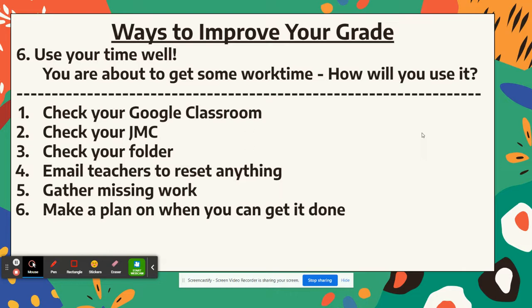Number one, check your Google Classroom. Click on that little clipboard dude and see if you're missing anything on there. Two, check your JMC. Three, check your folder. Four, you can email your teachers to reset anything you want reset. Five, gather any missing work. And six, make a plan on when you can get it done.